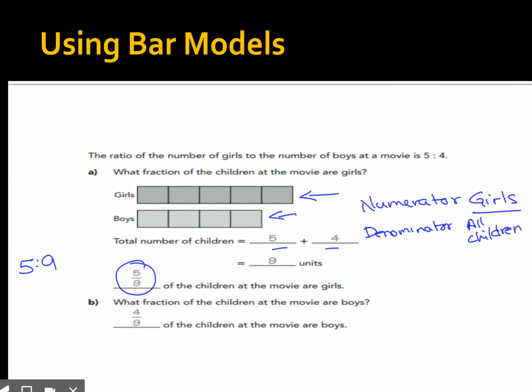It's still a ratio. So in part B, what fraction of the children at the movie are boys? So again, we know the total number of children is still 9. This time our numerator is 4 because there were 4 boys.